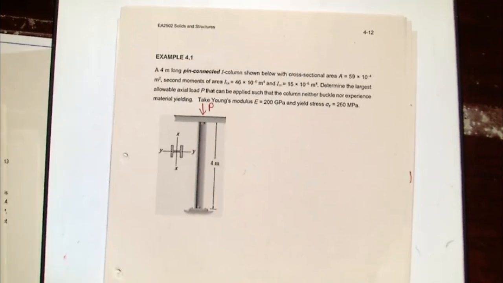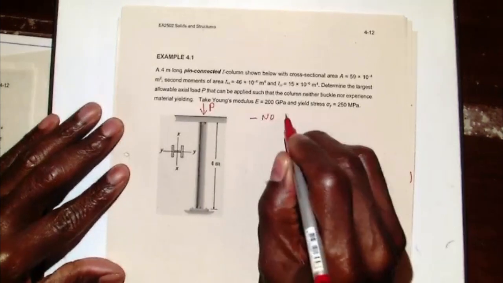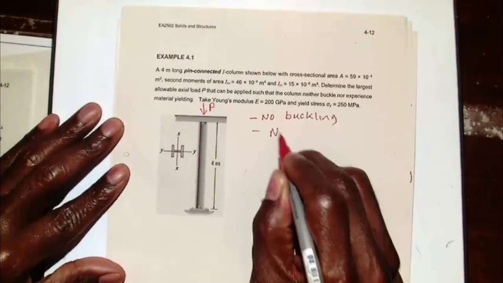And we are asked to find what is the maximum load you can put on that vertical structure to make sure that it doesn't buckle and it doesn't yield. Okay, it doesn't buckle, it doesn't yield. There are two failure modes. So I'll put that here so that we know: no buckling and no yielding.